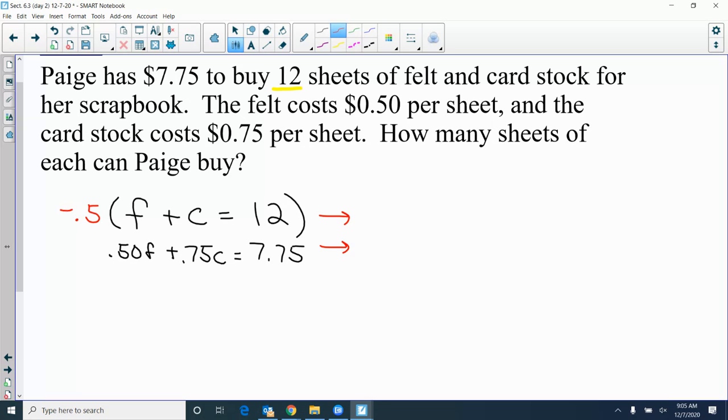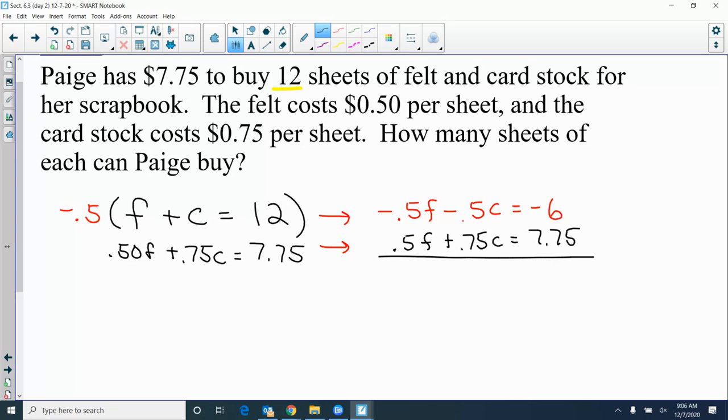And I only need to multiply the top by that. So it's negative 0.5F minus 0.5C equals negative 6. And now I get positive 0.5F plus 0.75C equals 7.75.